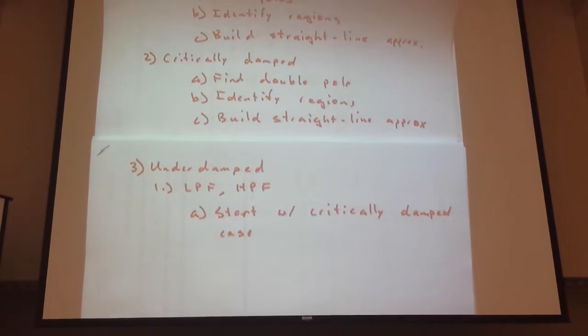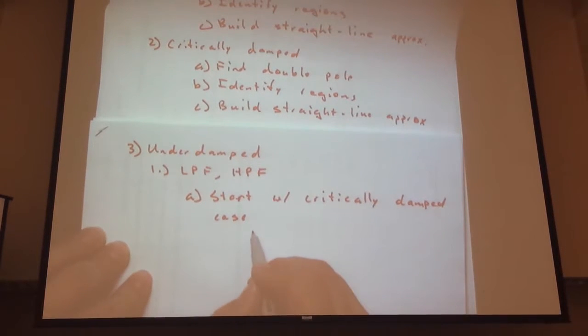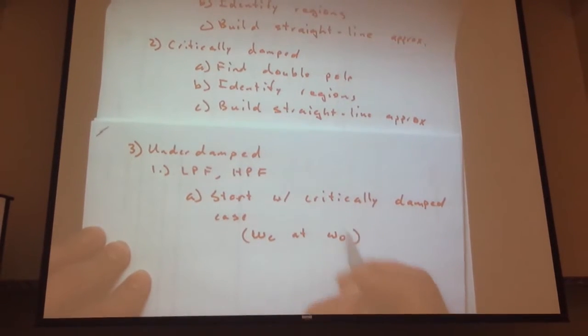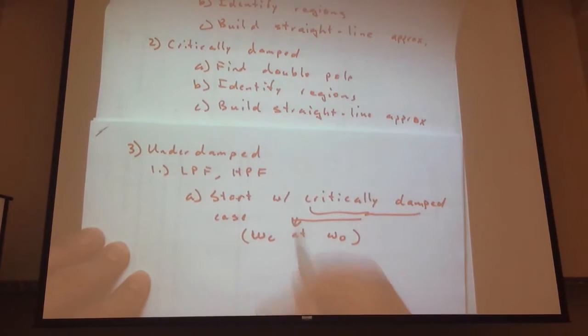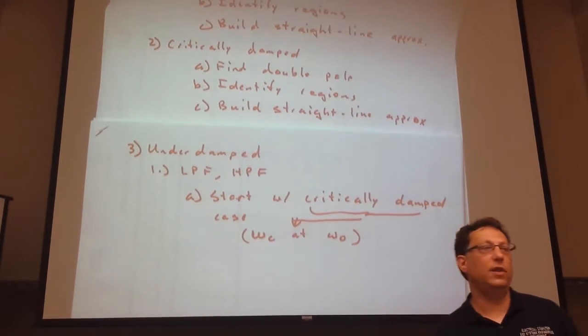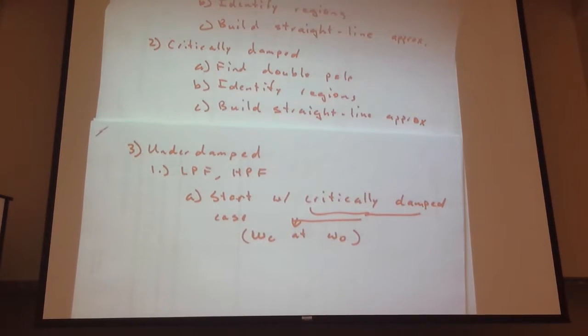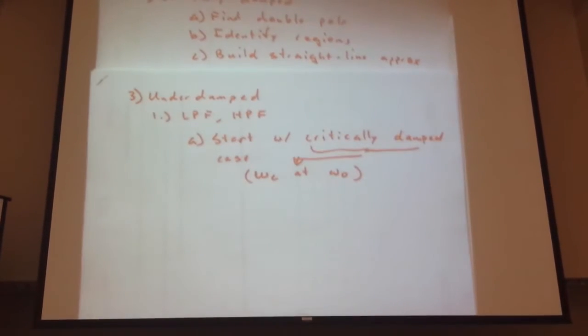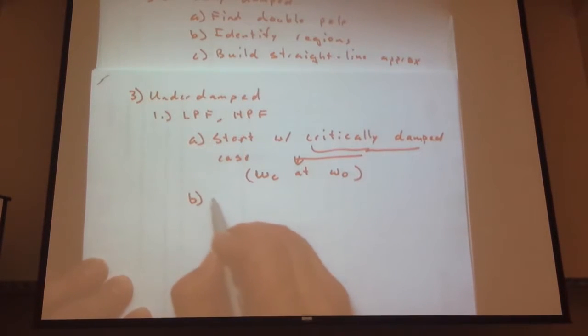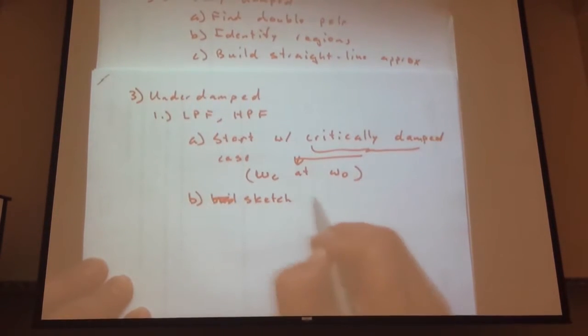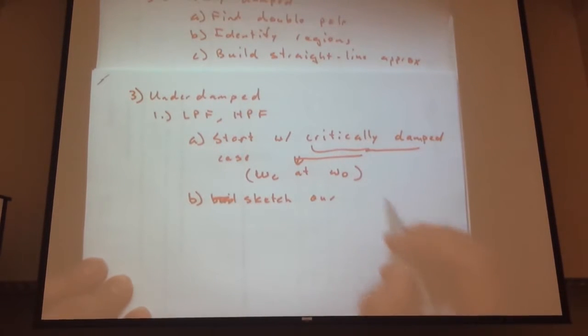And so the critically damped case has a cutoff frequency, omega c, at omega naught. So the critically damped cutoff frequency is omega naught, and we know that alpha equals omega naught. That's our cutoff frequency. So we start with that case. We build our straight line approximation. Maybe we could say sketch, you know, dash lines or something, that don't quite fill in.